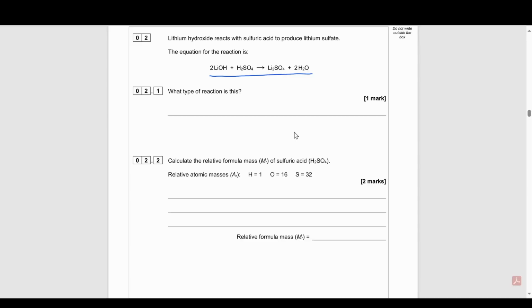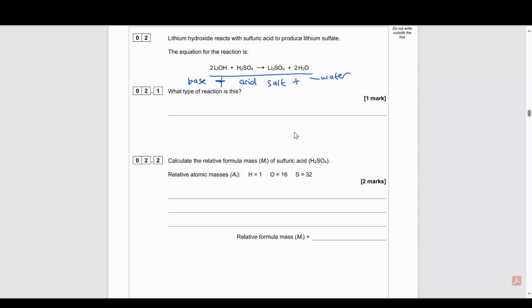So we've got lithium hydroxide, as they told us. We know that this is a base. Hydroxide would be a base. We've got sulfuric acid, so we've got an acid. So we're reacting an acid and a base. Now one of our products is water. What's our other product? Well, the rule is whenever you react an acid and a base, you should always get a salt and water.